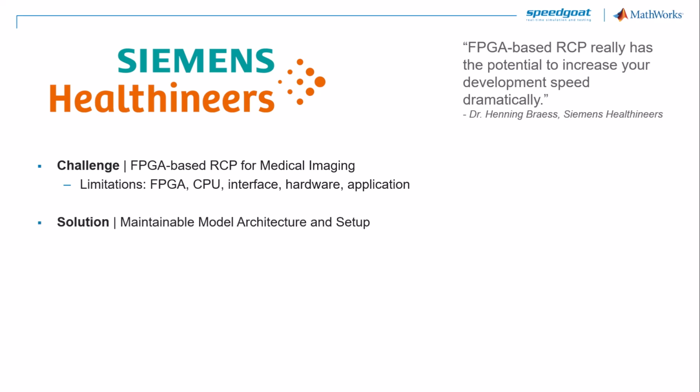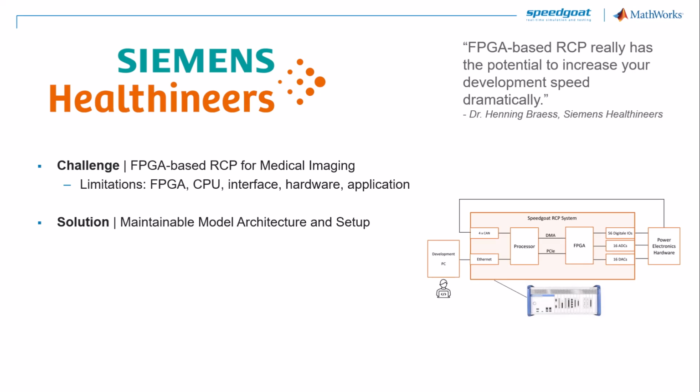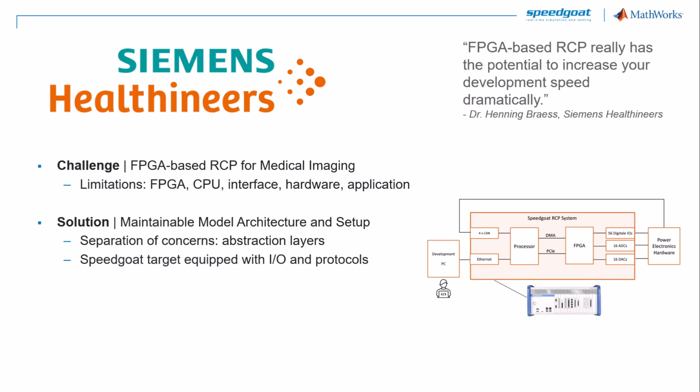So their engineering team followed a model-based approach to separate concerns by partitioning Simulink models for control application software and hardware abstraction layers and making extensive use of buses. And then, of course, using Speedgoat test systems equipped with the necessary I/O and protocols to readily support FPGA-based signal processing.